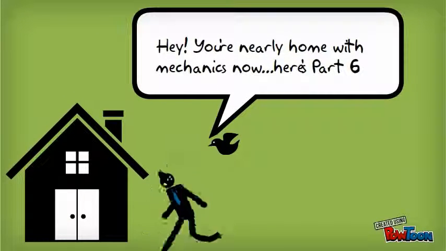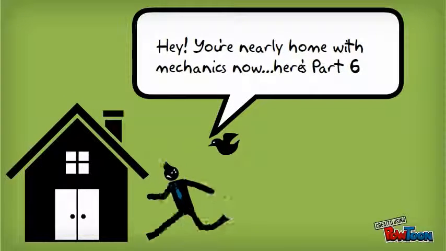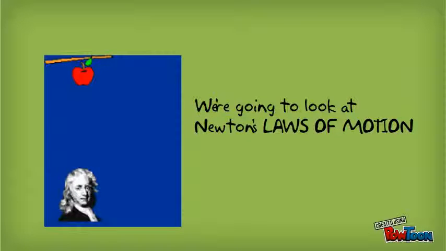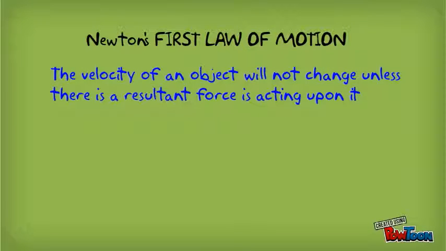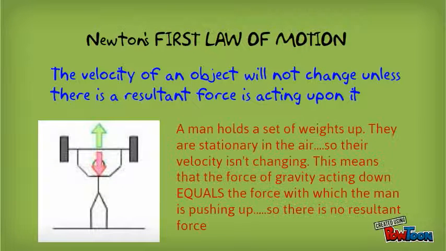On to the next section of mechanics, we're going to look at Newton's laws of motion. Newton's first law of motion states that the velocity of an object will not change unless there is a resultant force acting upon it. So what does this mean? Well, it means that if the object is stationary, then it will continue to be stationary, and that if it's moving with a particular velocity, it will continue to move with the same velocity, as long as there is no resultant force acting upon it.